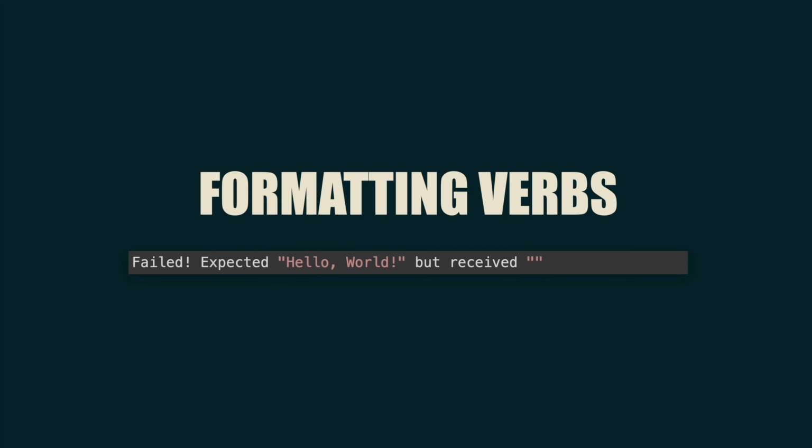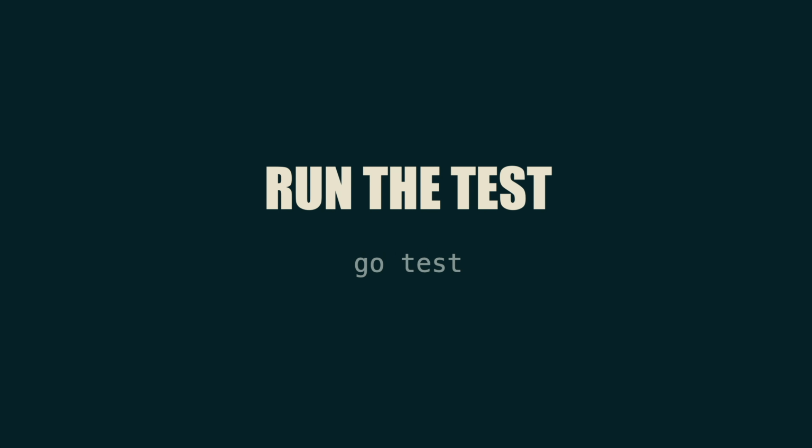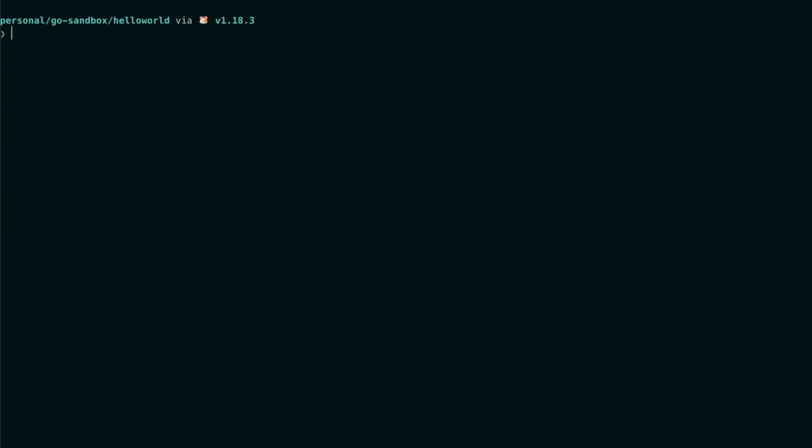Okay, that finishes our first test, and it means that we've done the first step in the test-driven development cycle. Now it's time to make step 2, run the test. To run the test, we're gonna use the Go tool. Open the terminal in the project folder.